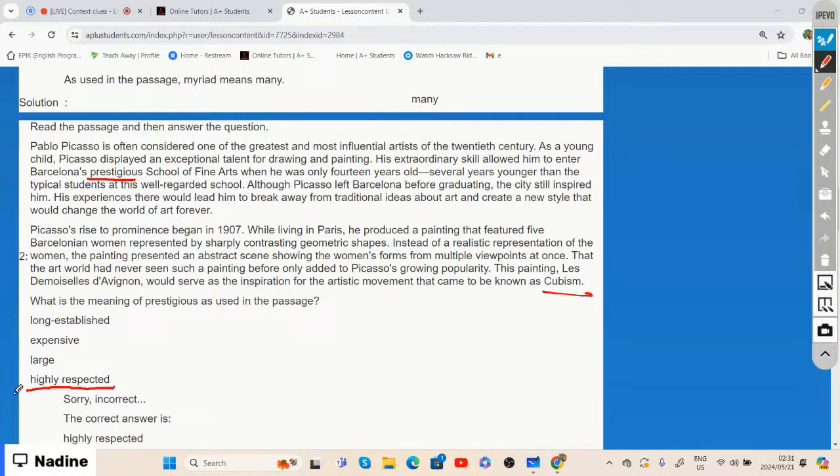A fine, expensive type of school. Usually, highly respected goes hand in hand with expensive, because people with money go to certain institutions that are highly respected.